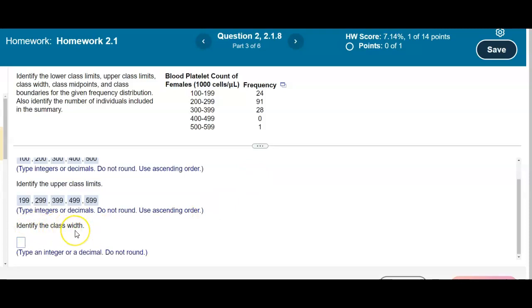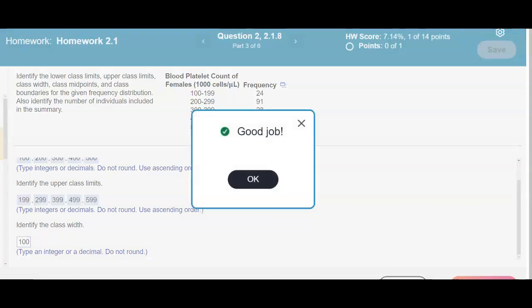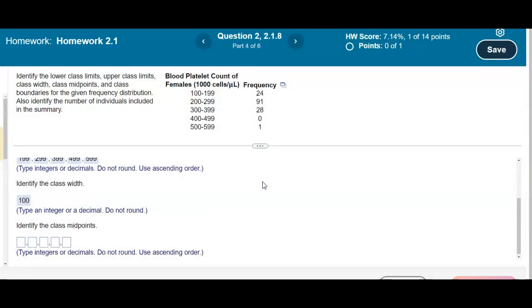Now we need to identify the class width. Well, the class width is subtracting two consecutive lower class limits. So we're going to take 200 and subtract 100. Well, 200 minus 100 is going to give us 100. So therefore, the class width is 100.